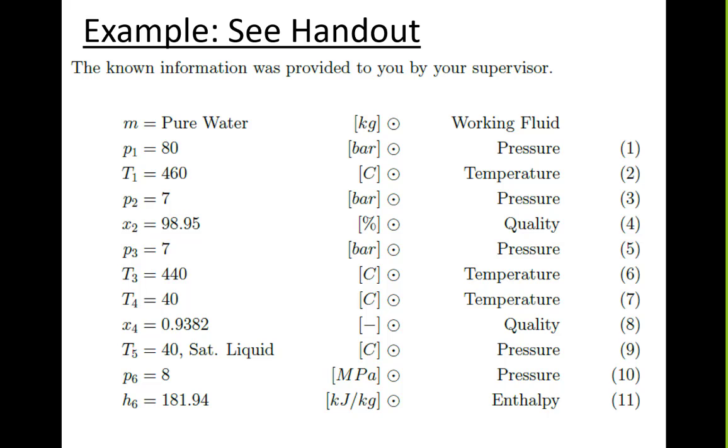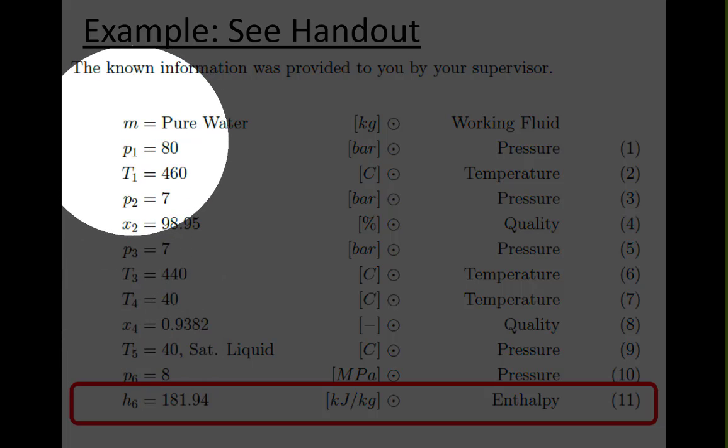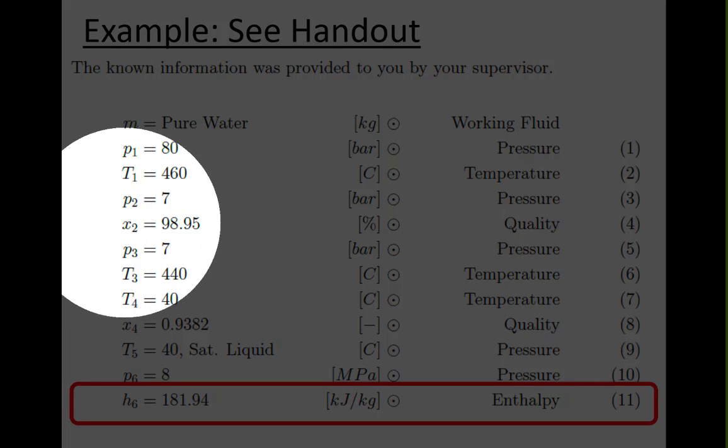So here we get some information, and it's actually in a form that's pretty readable. But in this class, I'm always going to encourage you to make what we call a state table. I guess before we get there, most of this we know about. M, that's just the mass. We don't really need that in this problem. We got some pressures and some temperatures.